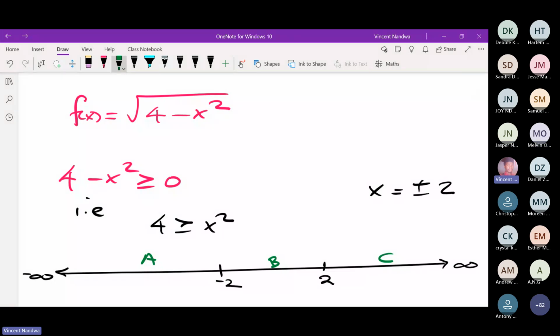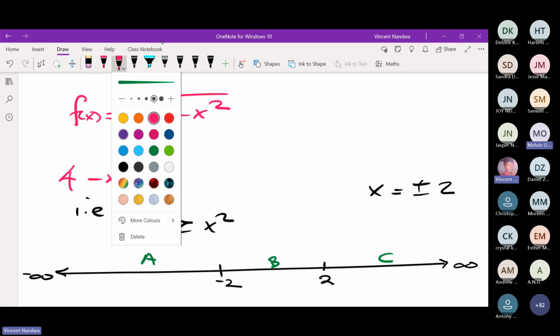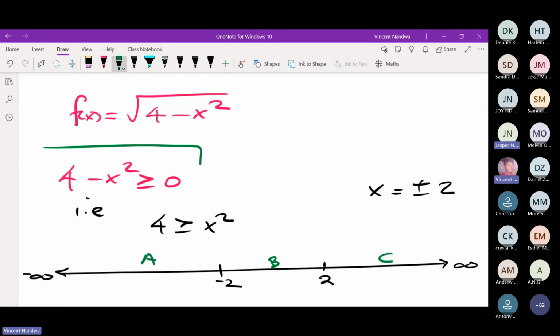And we do the same thing that we did in the previous case. The condition in this problem now is that 4 minus x squared must always be greater than or equal to 0. So pick any number from minus infinity to minus 2. Say minus 3. What is 4 minus 3 squared? Minus 5. So is minus 5 more than 0? No. So therefore, these don't form part of our domain.